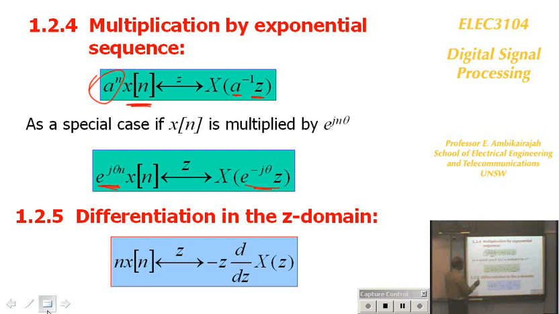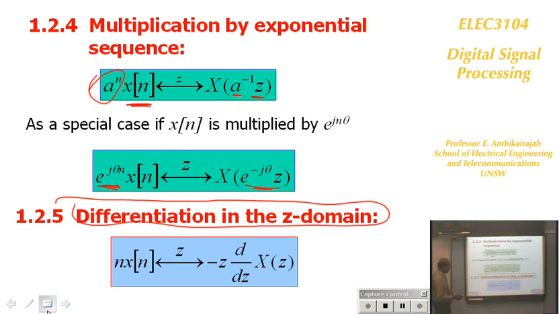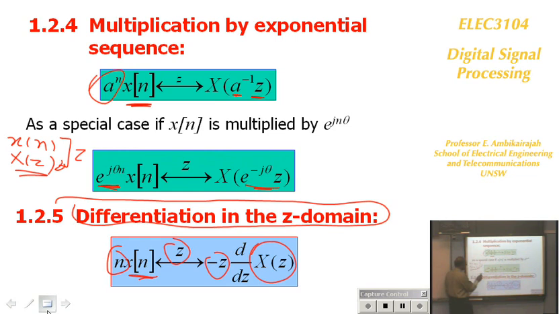Another one that you need to learn is differentiation in the Z domain, where you have a signal x[n] multiplied by n. If you take the Z transform, it is exactly the same as minus z times the differentiation of the original Z transform. That means X(z) is your Z transform of x[n]. You take X(z), differentiate it, and multiply by minus z, and that is equal to taking the Z transform of n x[n].